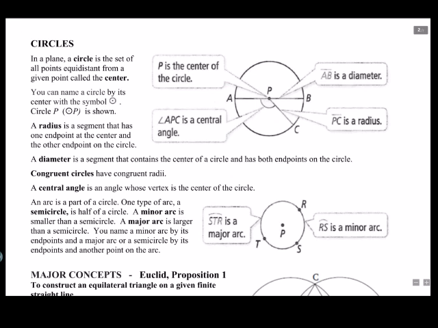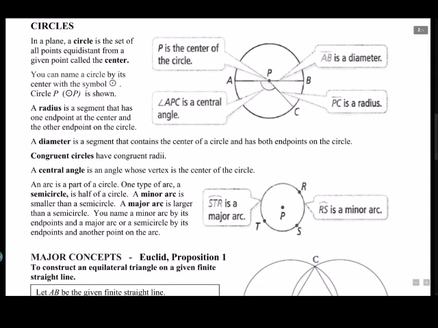Now we need to do some review of circles. A circle is a set of all points that are equidistant from a point called the center. So if we look over here at our diagram, there is the center of our circle, and our circle is made up of all points in all directions here, all the way around, that are equidistant from that point in the center. We name a circle by its center using this circle symbol. So this would be named circle P.